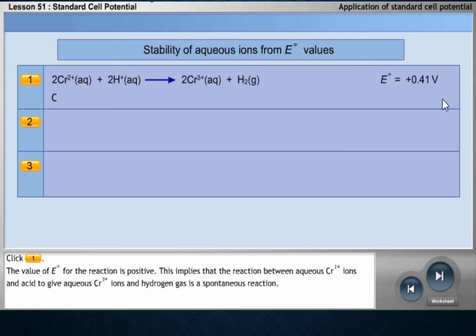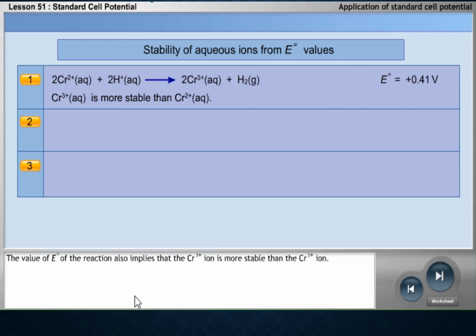Now look at the first one. E naught value is positive. Cr3 plus is more stable than Cr2 plus. This is Cr2 plus and this is Cr3 plus. What does this statement mean? This is written, this is a product. If the E naught value is positive, the product is more stable compared to the reactant. The value of E naught for the reaction is positive. This implies that the reaction between aqueous Cr2 plus ion and acid to give aqueous Cr3 plus ion and hydrogen gas is a spontaneous reaction. The value of E naught of the reaction also implies that Cr3 plus ion is more stable than Cr2 plus ion.